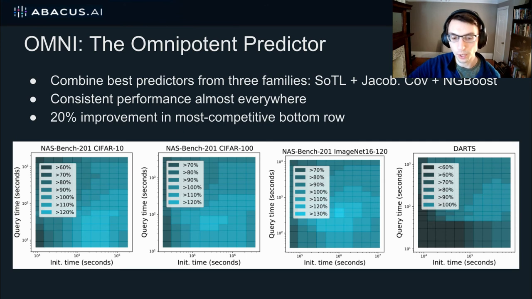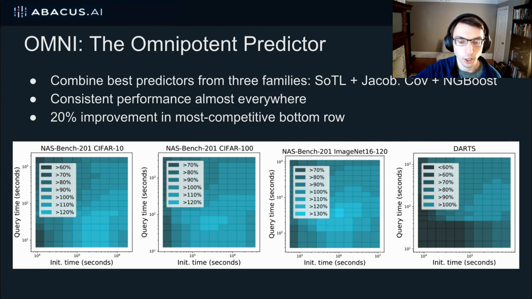All right, so motivated by the fact that it seemed that each family of predictor kind of focused on one area of these plots, we decided to ensemble them in a very simple way. So we added sum of training losses and Jacobian covariance as features with the NGBoost model-based predictor. So this is a very simple method of combining three predictors from three different families. And what we saw is that now this predictor, which we call Omni, achieved consistent performance almost everywhere, rather than the predictors only doing well in certain areas of the plot.